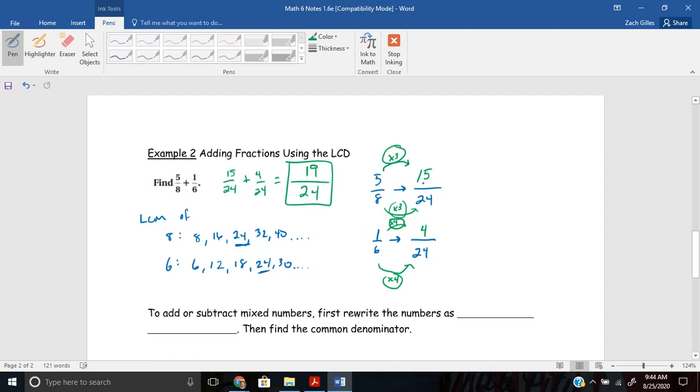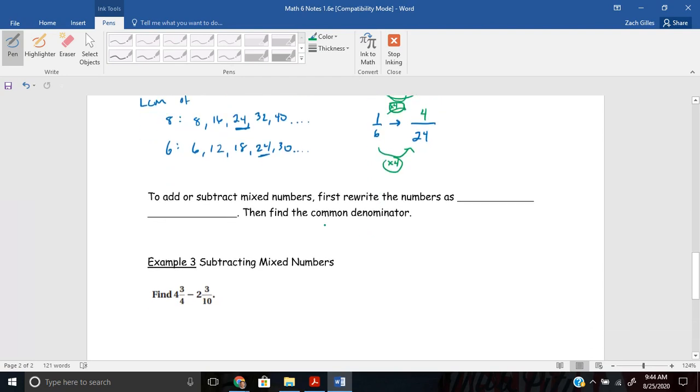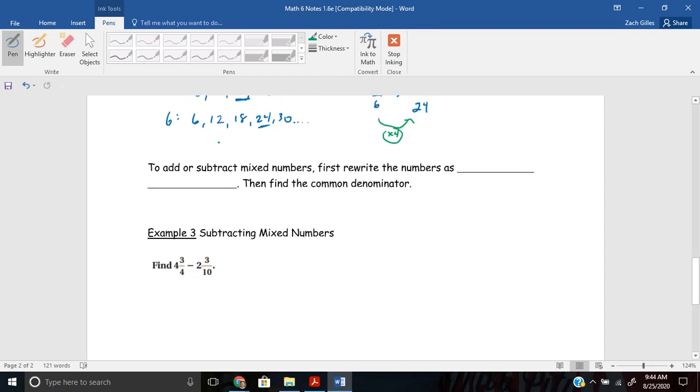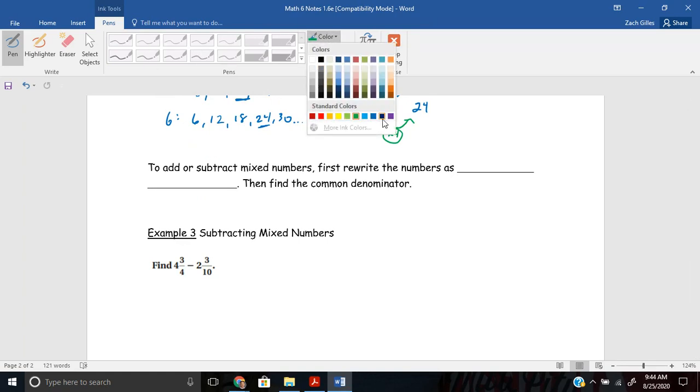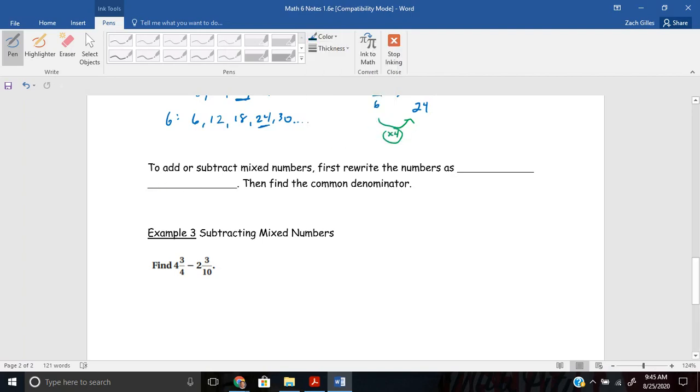So that's essentially the one new thing that you'll learn in this section for the extension. All right, let's move on, and we'll try one more example. And here, we'll start with a little bit of vocab first, but it says to add or subtract mixed numbers, first rewrite the numbers as improper fractions, and then find the least common denominator. So remember, the improper fraction is where the numerator is bigger than your denominator.